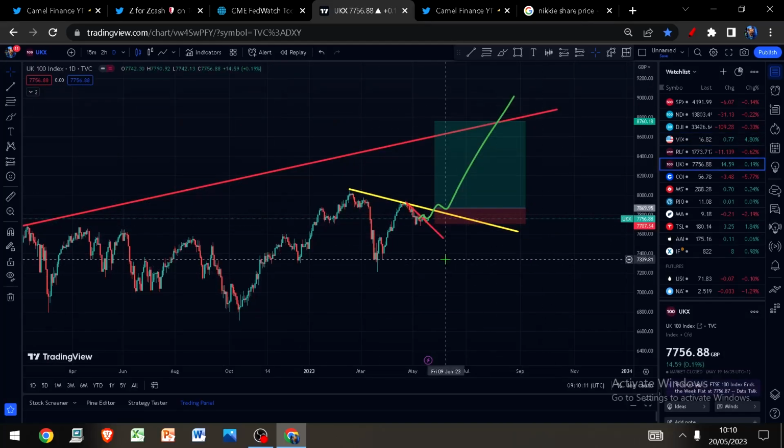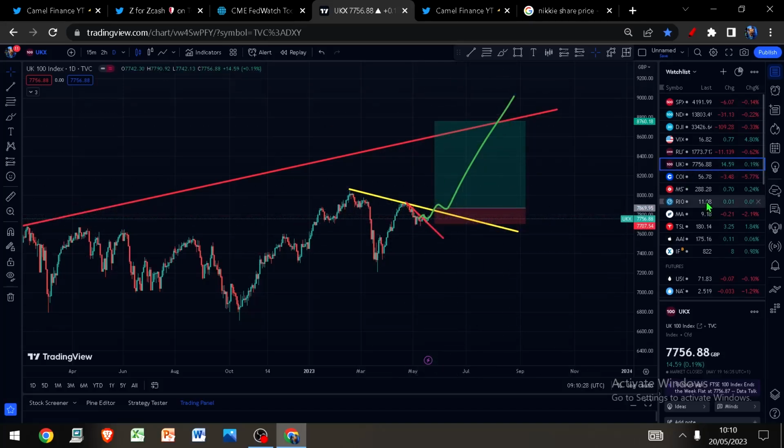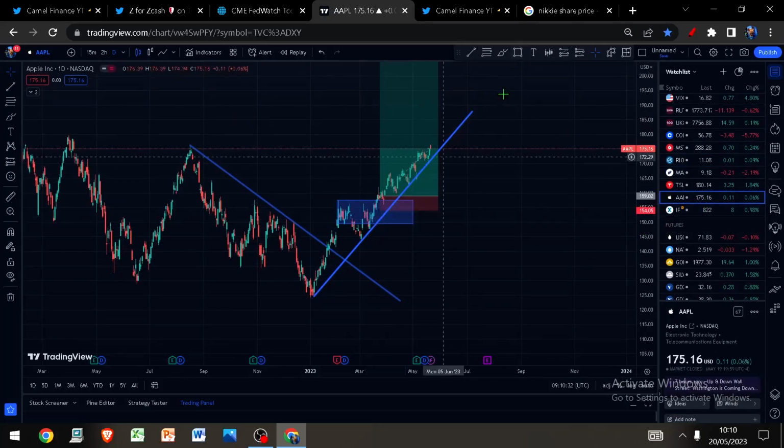UKX, again, another illustration, isn't it? Steeper line, less confidence, less steep line, more confidence. So this is still open to failure. But if we can get up above here, expect to see me add long for the FTSE 100. Apple, we've kind of already been through. As long as we're above this upward sloping blue support line, then it's perfectly reasonable to continue to push longs.